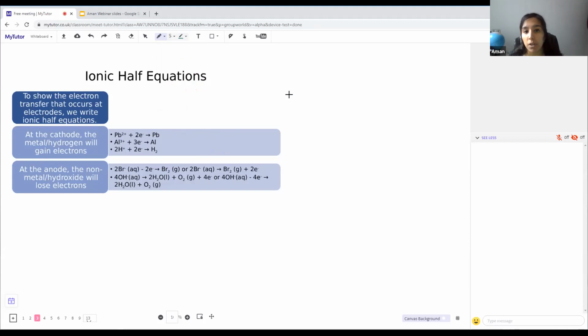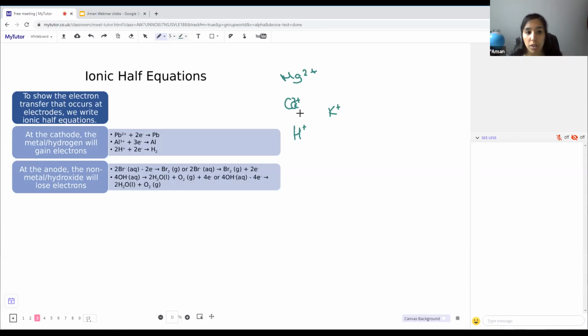We know that the ions that are attracted to the cathode are positively charged ions. So things like magnesium, calcium, hydrogen, potassium, all of these ions, the metal ions usually will form positive ions like so. And they are attracted to the cathode. The purpose of ionic half equations is to write down what's happening at the electrode.